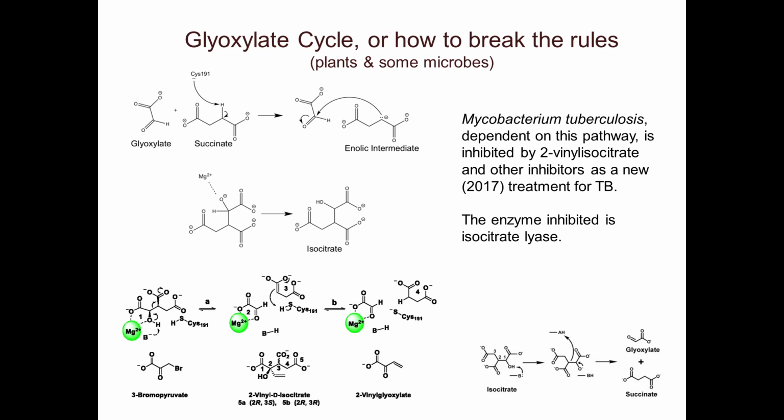So the enol form, of course, collapses back to a carbonyl, forming the alkene. The carbonyl will then grab a proton from a general acid. In this case, it's cysteine 191, acts as the general acid, and it protonates to make succinate. No issue there. It's a reverse aldol reaction. When the vinyl group is present on the vinyl glyoxylate or on the vinyl isocitrate, which would be in the same place in the other end of the reaction, we have a different thing that takes place, right?